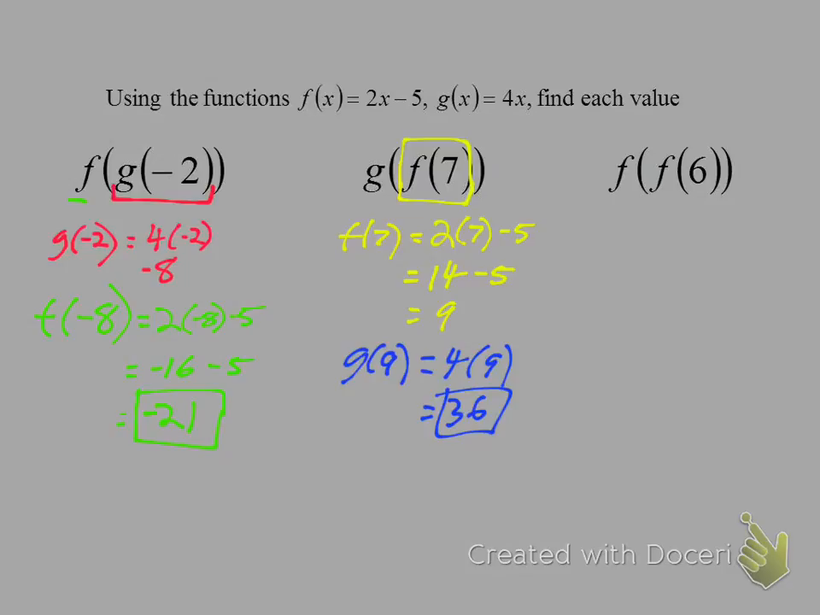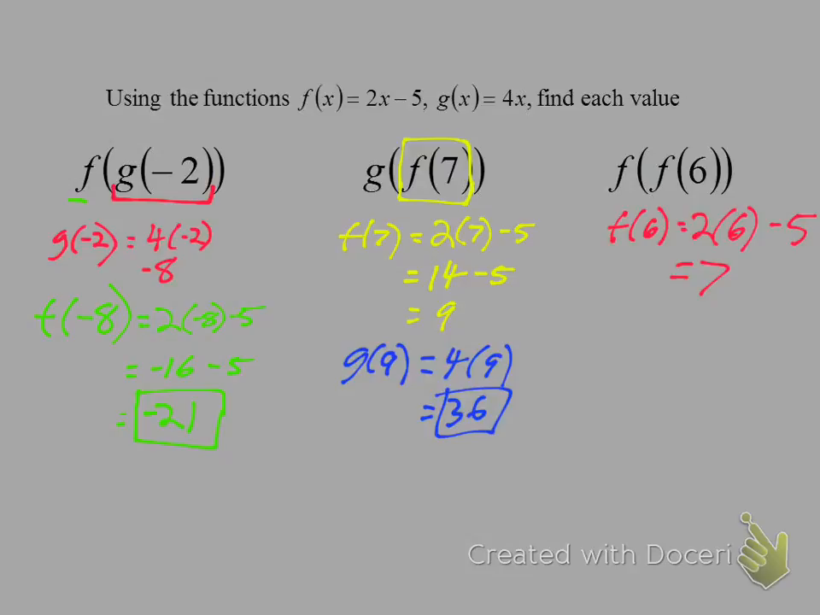Alright, last one. F of 6. I've got to be careful when I say that. So we're going to take f of 6 first. We're going to double it and then subtract 5 from it. So 2 times 6, minus 5. 6 times 2 gives you 12. 12 minus 5 gives you 7. So this equals 7.